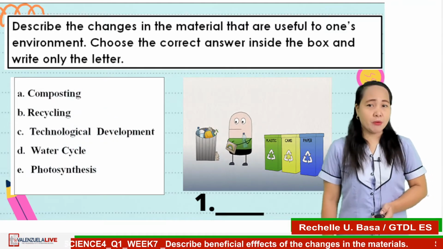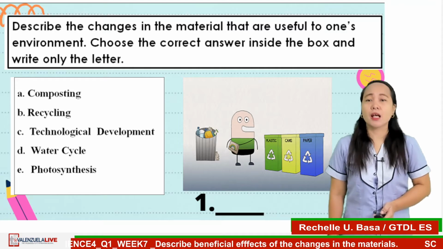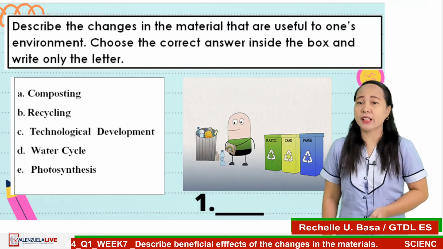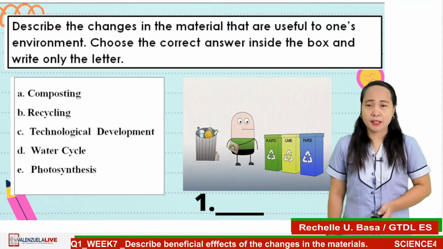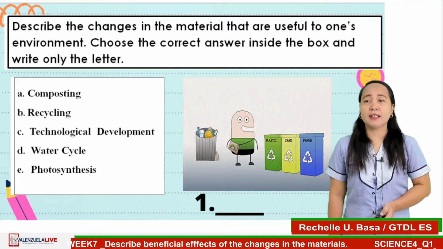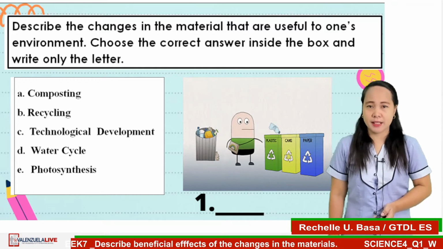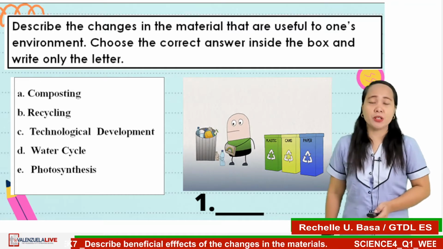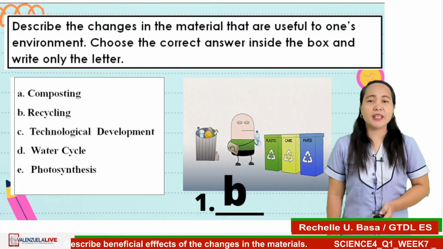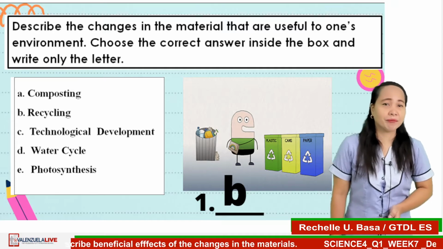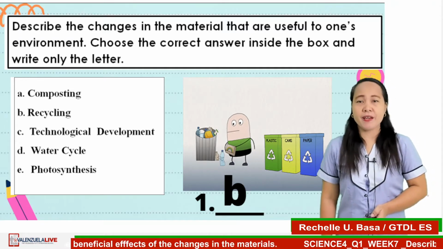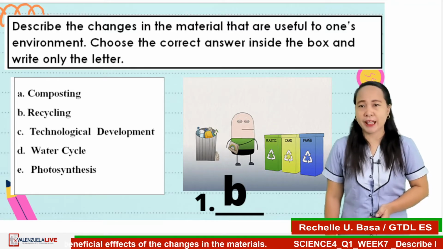For letter A, we have composting. Letter B, recycling. Letter C, technological development. Letter D, water cycle. And letter E, photosynthesis. Type your answer. Go. And the answer for that is letter B. Very good. You got it right.